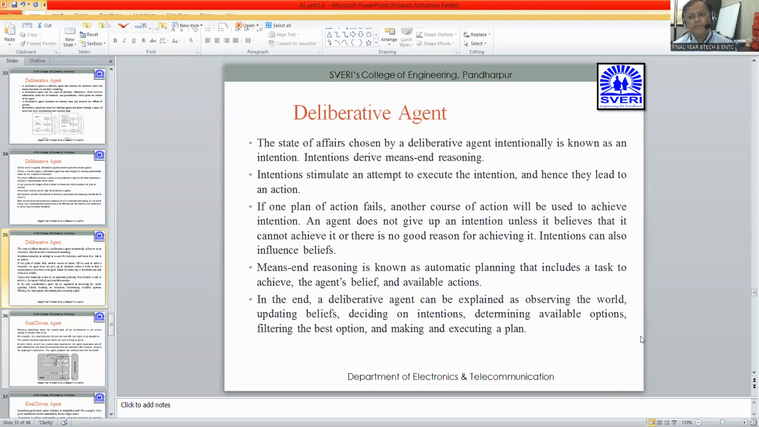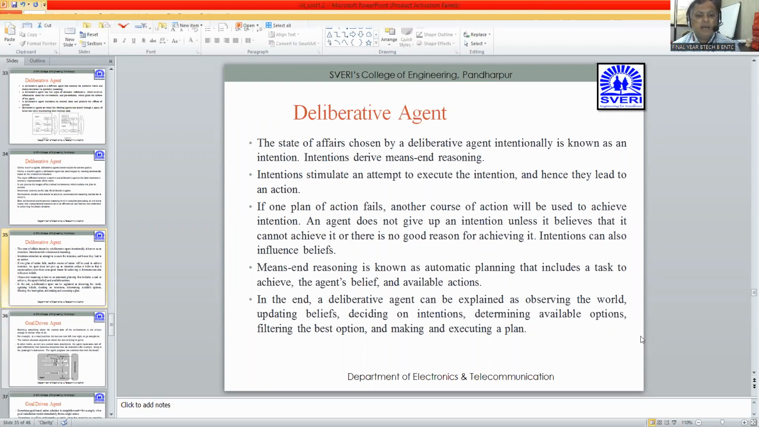Intentions can also influence beliefs. Obviously, intentions will create that belief. If your intentions are not good, you send such a signal to the other person, it can immediately break up their beliefs. So it depends upon how good your intentions are. If the intentions are good, it also creates that kind of belief. So it actually influences the beliefs. The same happens in human agents. Based on the intentions, it will stimulate the execution of the intentions, and that will lead to the action. That's what the deliberative agent can do.